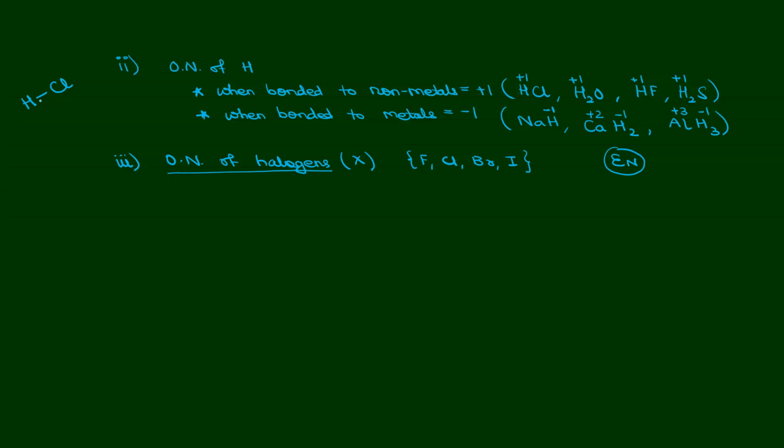Chlorine, because hydrogen in this case is electropositive, because it's bonded to a non-metal, chlorine. Now you'll understand why H is plus and chlorine is minus here. Since chlorine is more electronegative, it will attract the electron towards itself.